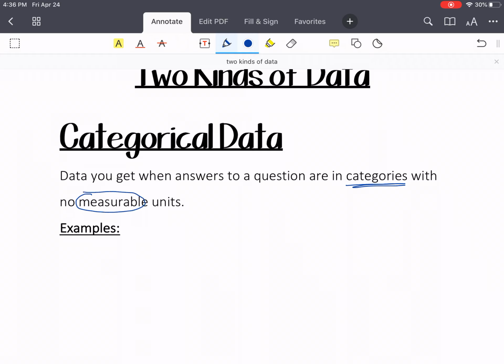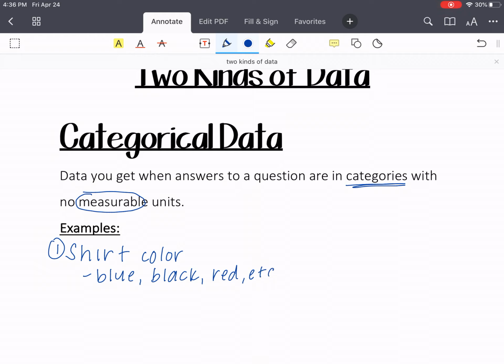So some examples, one example could be a shirt color. You can't measure what color a shirt is. So it could be blue, black, red, etc. There is no unit of measure for each of these. So your shirt color is your categorical data, and your subset for that category are the colors. So blue, black, red, green, whatever.